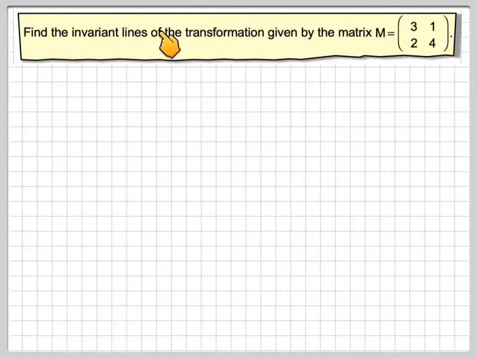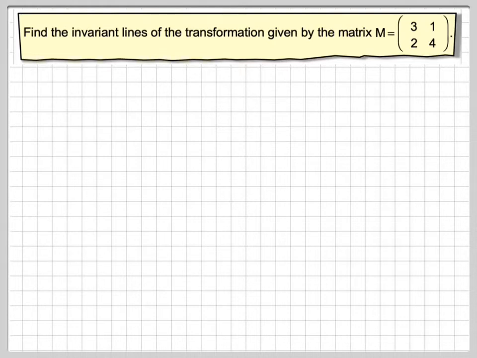Find the invariant lines of the transformation given by the matrix 3, 1, 2, 4. Okay, so basically what we're trying to find here is lines that do not move under this transformation.